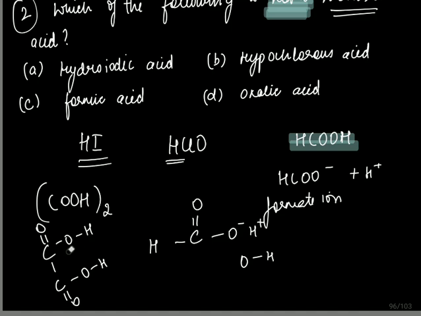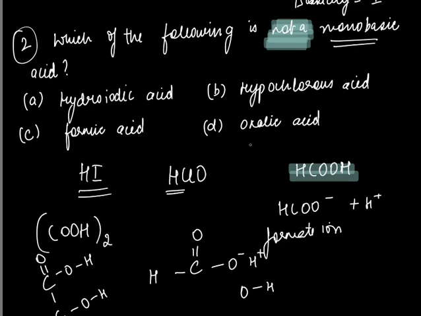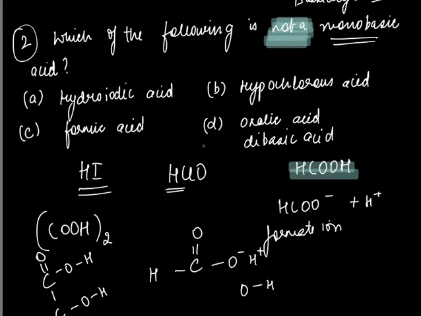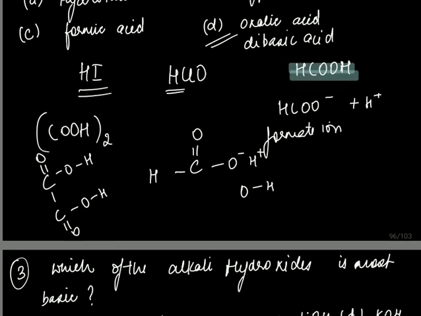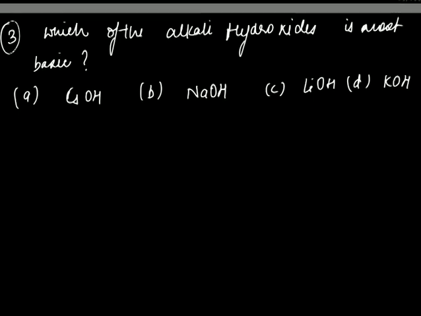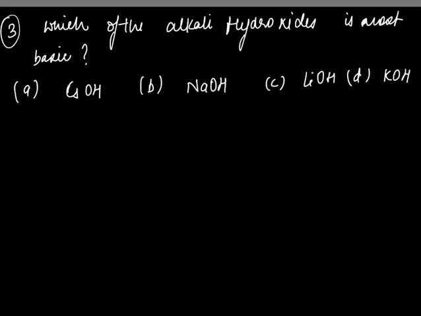Now if you see over here, again we have two hydrogens and they're bonded to oxygen. So these are very much polar bonds. If they are polar bonds, definitely these hydrogens are easily replaceable in the presence of water. So that means this is dibasic. So oxalic acid is very much a dibasic acid. So that's our correct option. Again, you need to have prior information about the chemical formulas and the basicity of different acids. Then only you can answer this. Otherwise, there's no point. Moving to the next question, which of the alkali hydroxides is most basic?